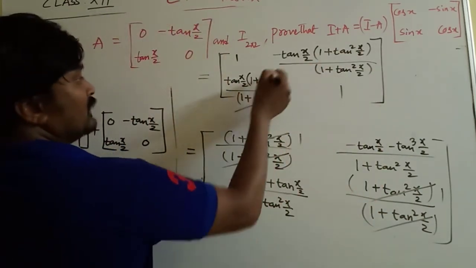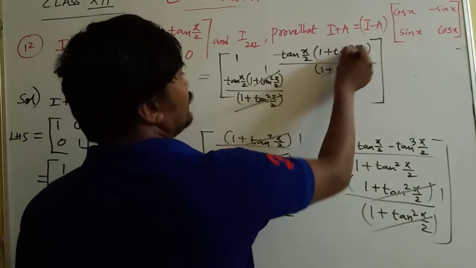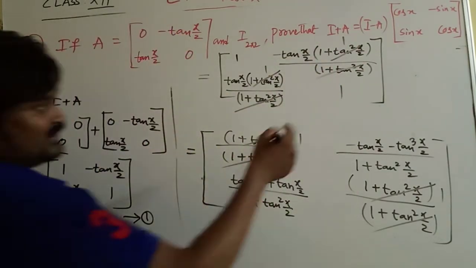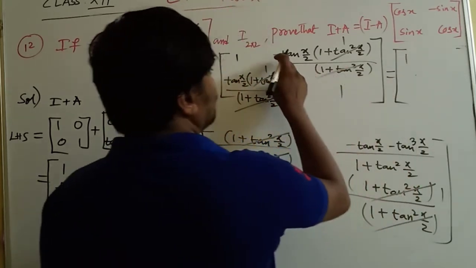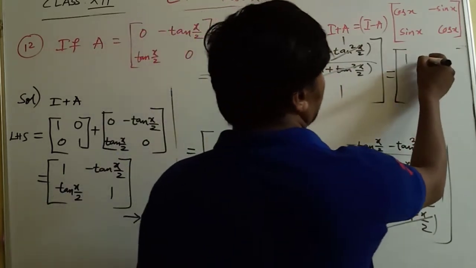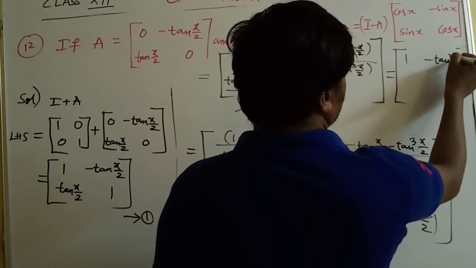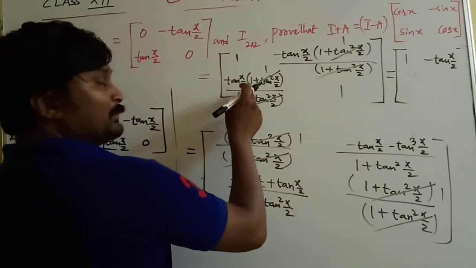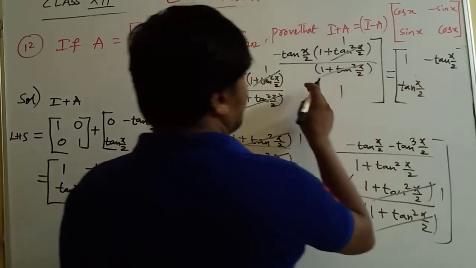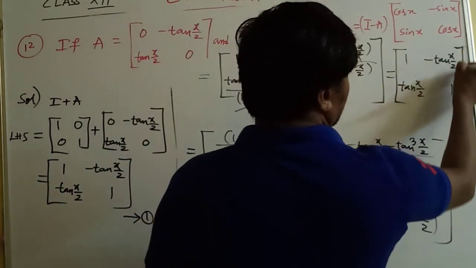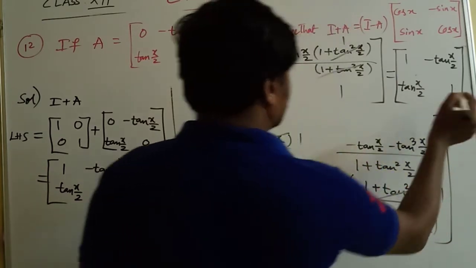Now check. This and this cancel once. Here also once. So at last what you get here? This is equal to 1, minus tan x upon 2, tan x upon 2, 1. This gives us equation number 2.